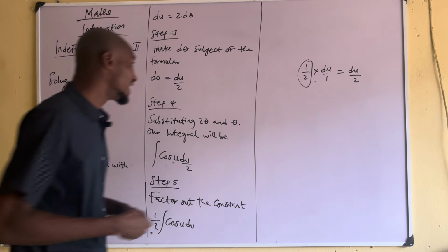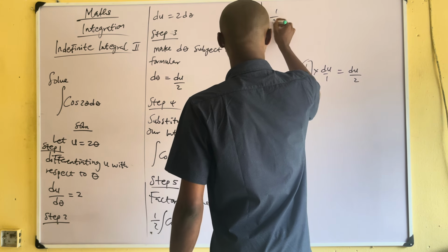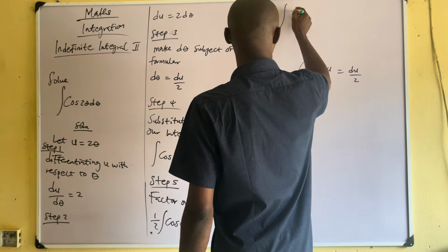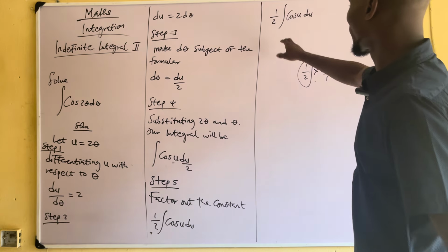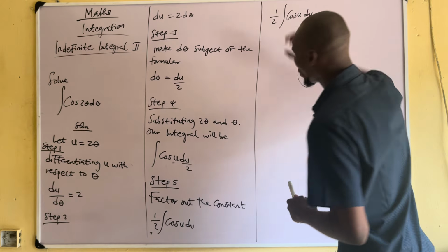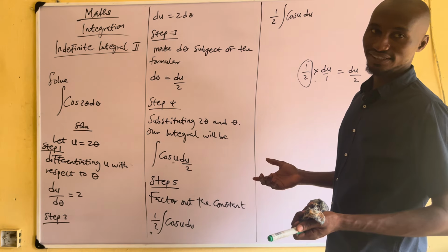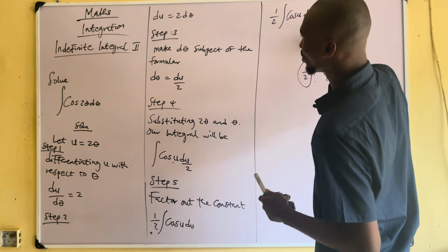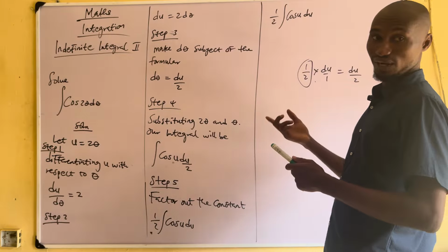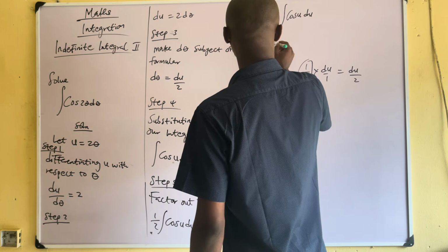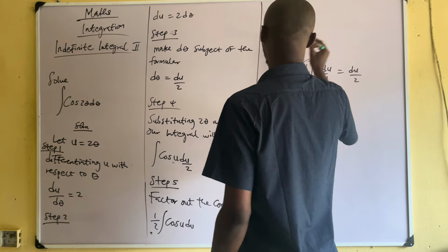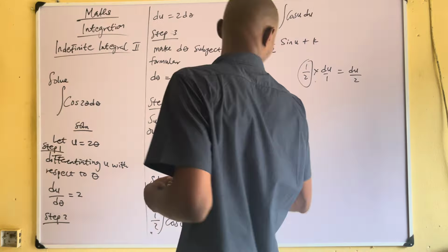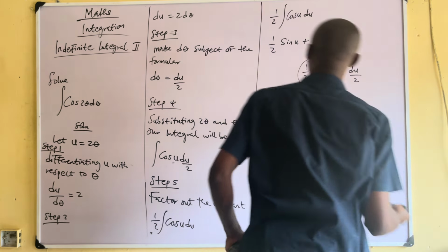So remember we have something like this here: 1/2 integral cos u du. Now, what is the integral of cos u? That is sin u, right? So let's solve now according to indefinite integral 1. So we now have 1/2 sin u plus k.